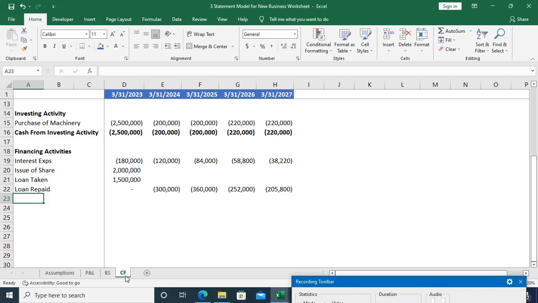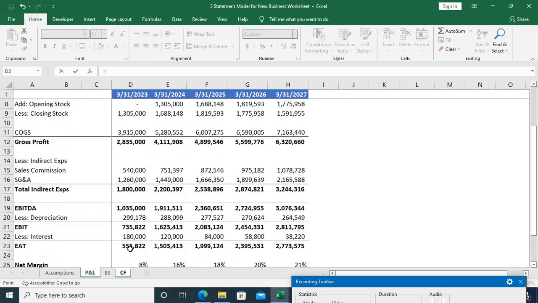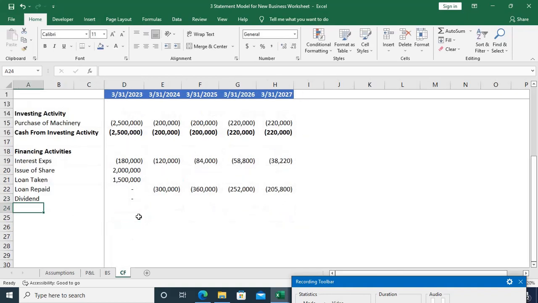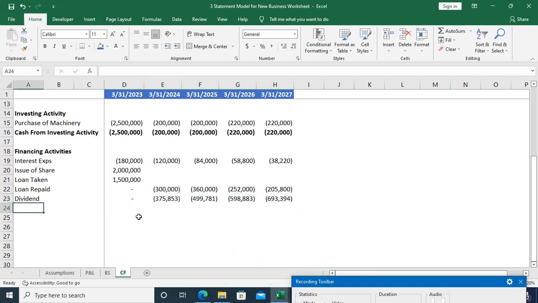Now what is left? Now the dividend amount that we paid, that is only left. So dividend, where did we pay the dividend? In the PL statement we paid the dividend, so we can link it from here. But yeah, don't forget to put a minus because that is a dividend paid cash outflow. So dividend paid.